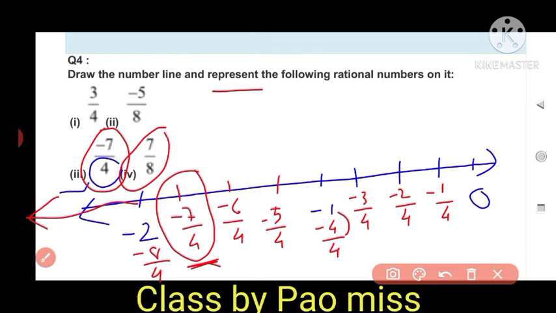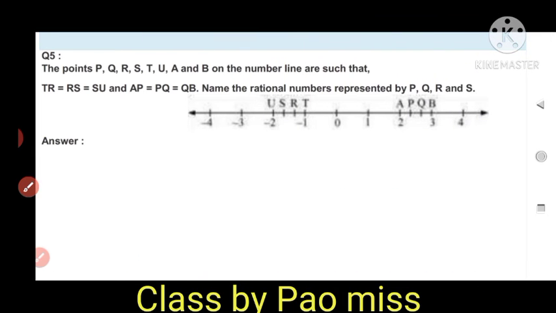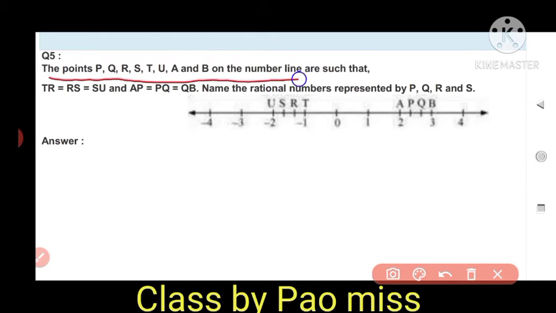Now come to next question number 5. The points P, Q, R, S, T, U, A and B are on the number line such that TR is equal to RS and RS is equal to SU. They are equal to each other. Now AP is equal to PQ is equal to QB. Name the rational numbers represented by P and Q, R and S. Now you have to represent this, okay? Means you have to say the P value. What is the value of P?